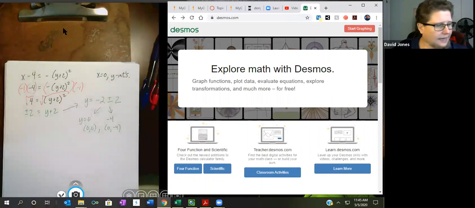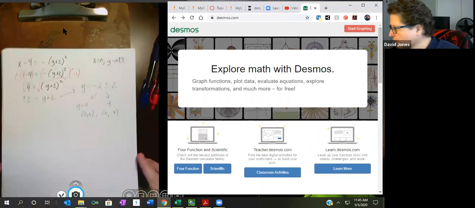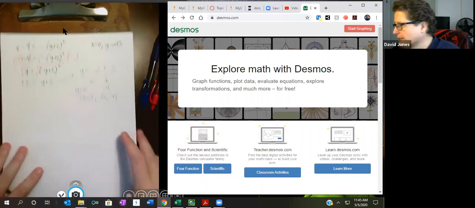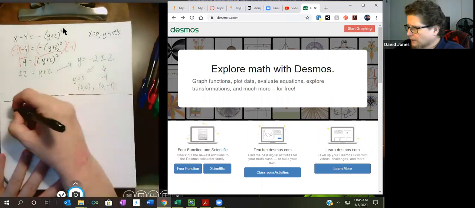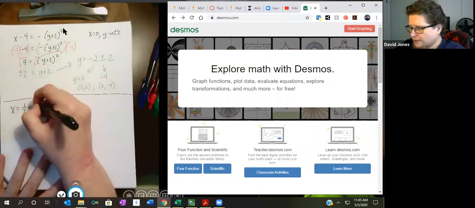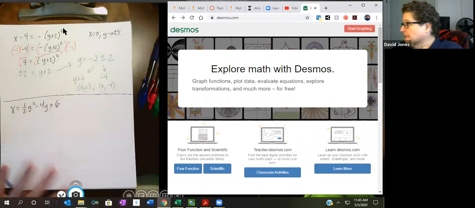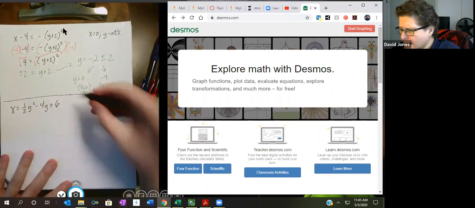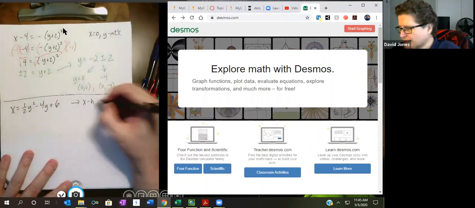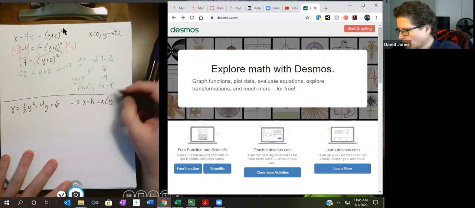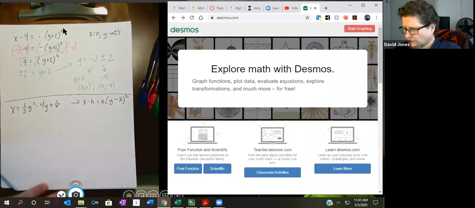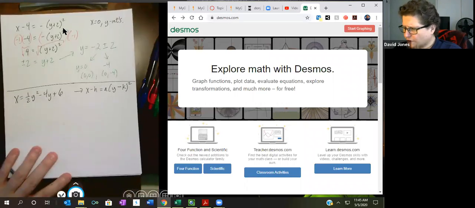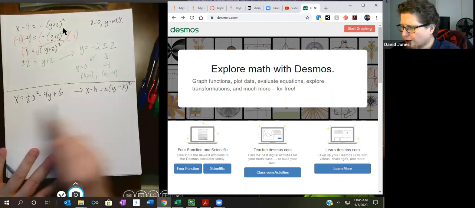We don't have to necessarily have it in this nice little pretty form. So let's look at one where it's not set up so pretty and maybe rewrite it so that it is. Let's do x equals 1/2 y squared minus 4y plus 6, and I want to make it look like x minus h equals a times (y minus k) squared. So the first thing I'm going to do is move the 6 over, so I'll have that constant on the other side.